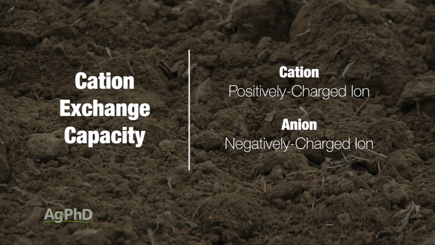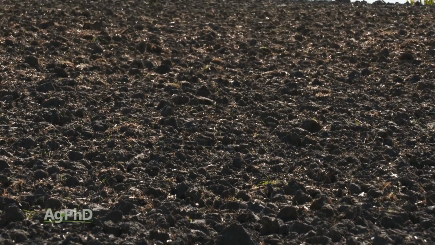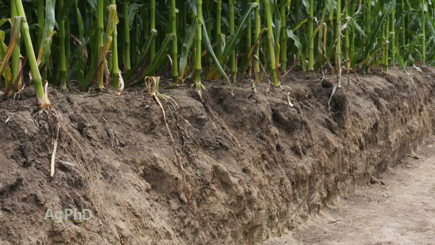What are cations? Well, they are the opposite of anions. Anions have a negative charge. Cations have a positive charge. Soil itself has a negative charge. So we're talking about all the positively charged nutrients that are going to bind to that negatively charged soil.